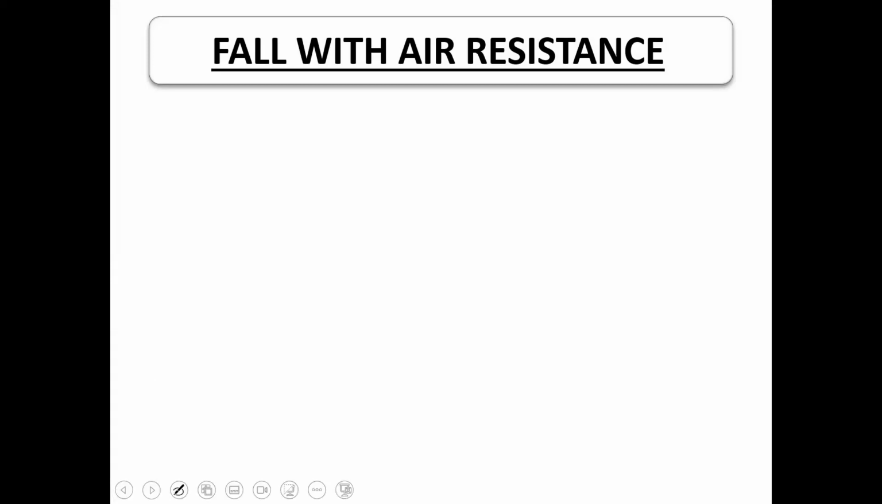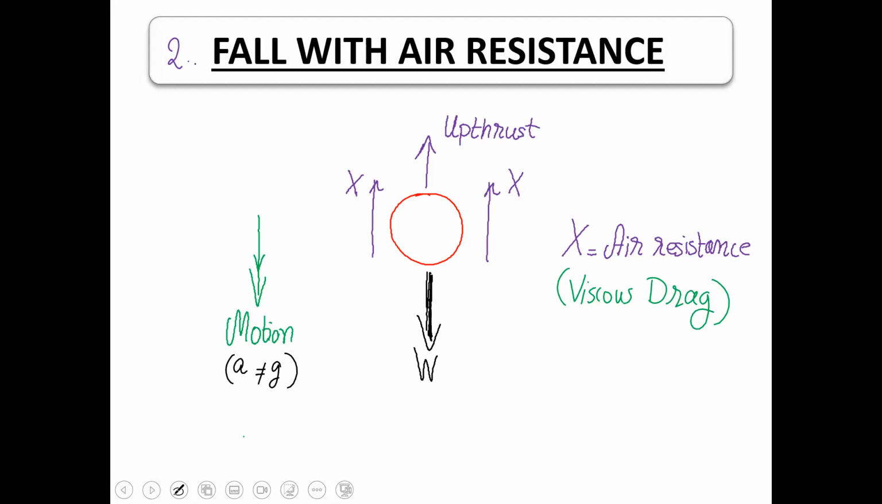Now give the second example, number 2: fall with air resistance. Something is falling through air. This is the object which is falling down, and the motion is with air resistance.